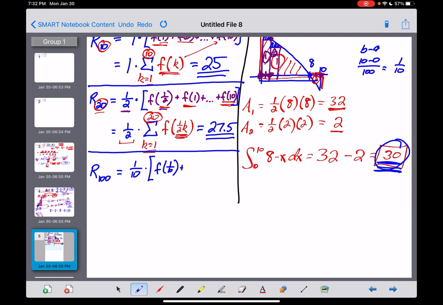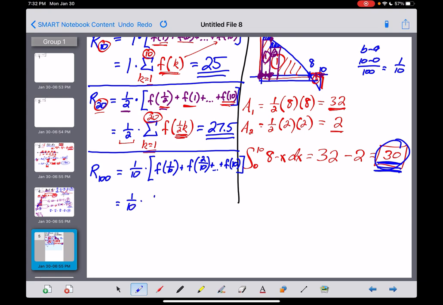The second rectangle goes from 1/10 to 2/10. So that would be 1/5. I'll just leave that as 2/10 right there. And then a plus ... And the last rectangle is still going to have a height of f of 10. That is still going to be the right endpoint of that last subinterval. So where are we going with this?